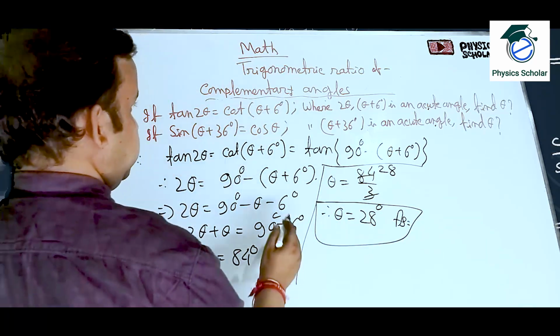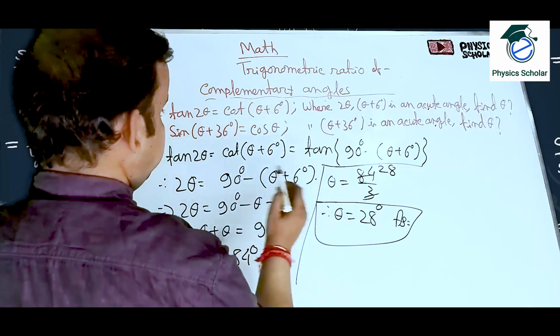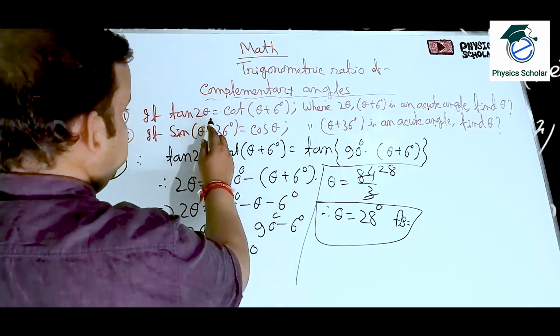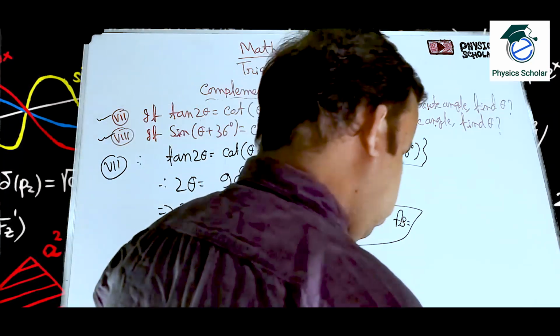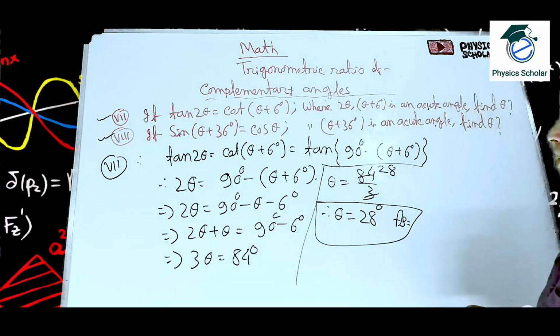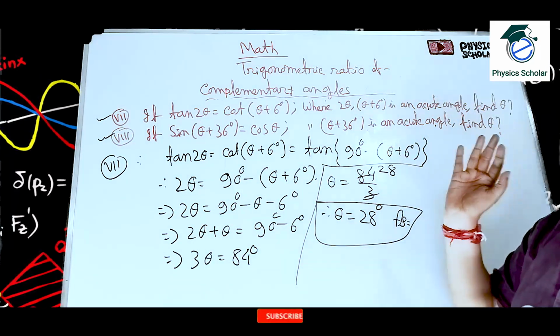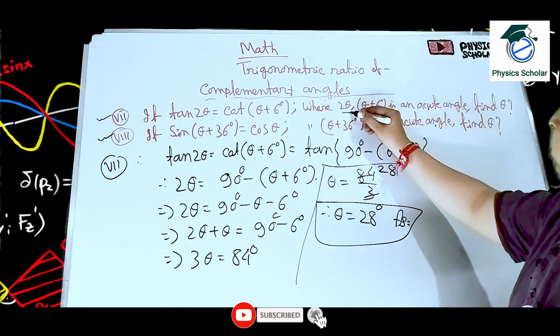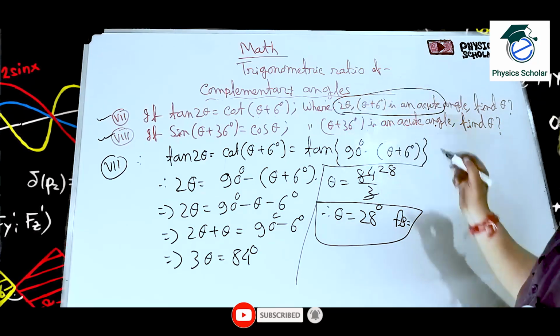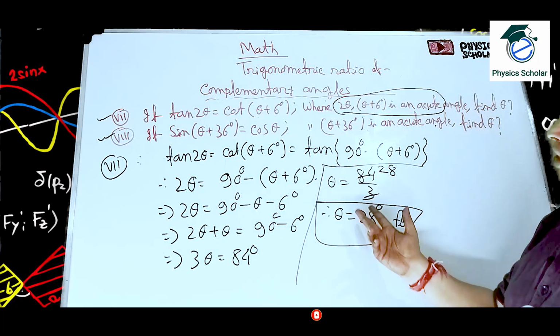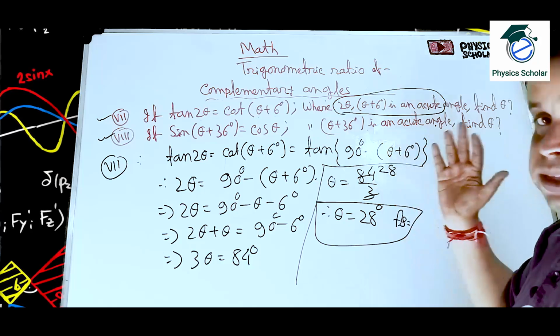So that means what? 28 plus 6 means what? 34. Okay. And 2 theta means 28 into 2. 28 into 2 means 56. Clear? So that means both are acute angles. So this condition is verified. Okay. This condition is verified. So that means our answer is correct.